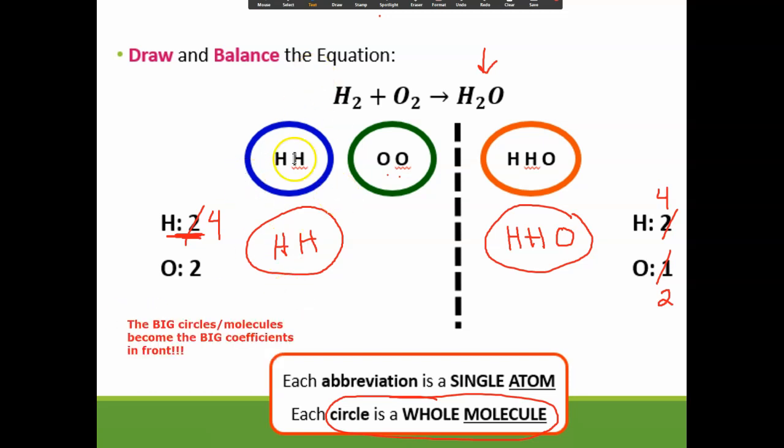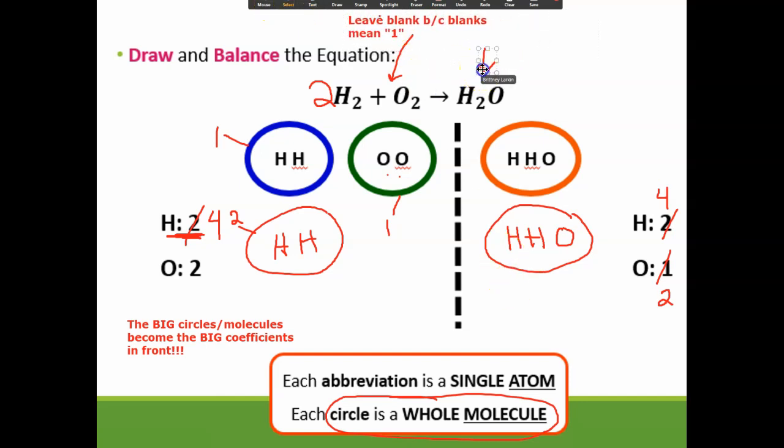Okay, so taking a look here, you can see here that I have 1, 2 big circles or molecules, and so a big 2 should go in front of our H2, telling me that I need 2 big circles or molecules of H2. Taking a look here, you can see I only have 1 big circle of O2, and so I could put a 1 in front, but instead I'm just going to leave it blank because remember, right here, blanks mean 1. All right, so I'll just move that right there.